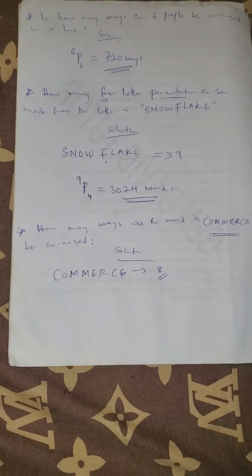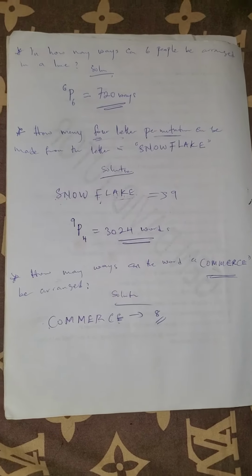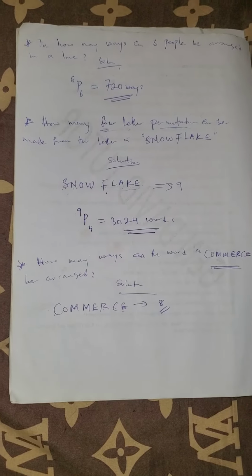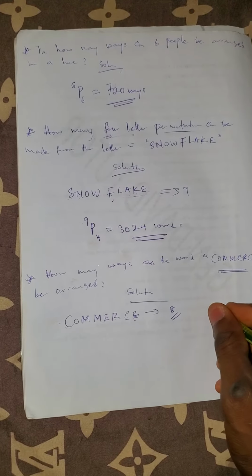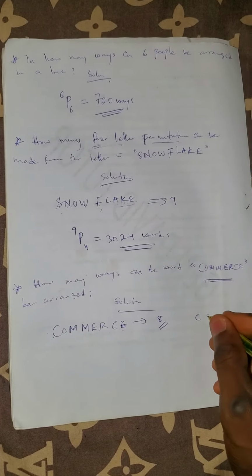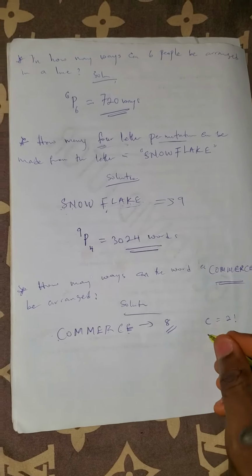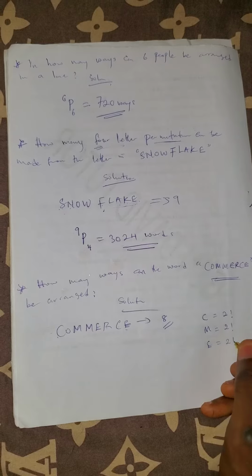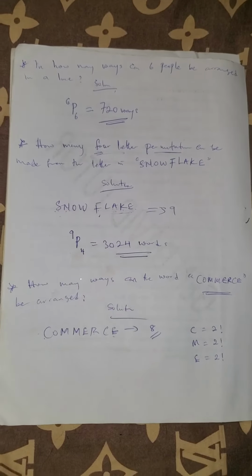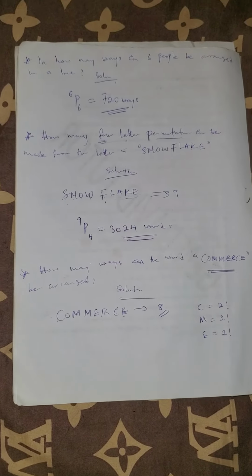Since we have 8 letters, let's use the method that we used initially, the probability method. Now what are those alphabets that appear more than once? C appears twice, so that will be 2 factorial. M appeared twice, 2 factorial as well. E appeared twice, 2 factorial. The others appear once, and 1 factorial is still 1, so it does not have any effect.